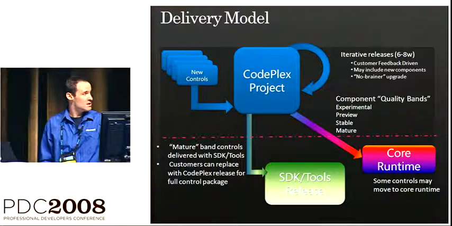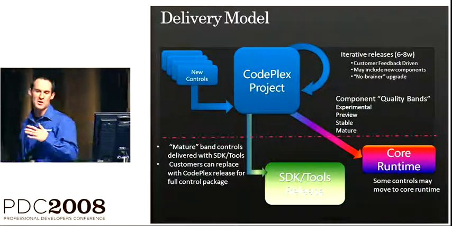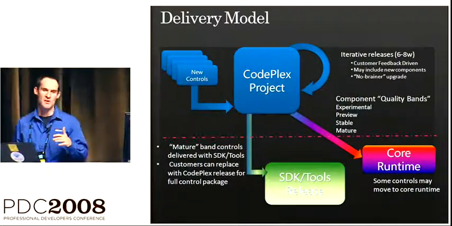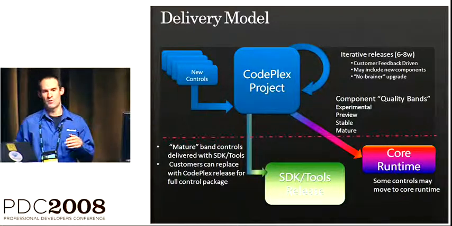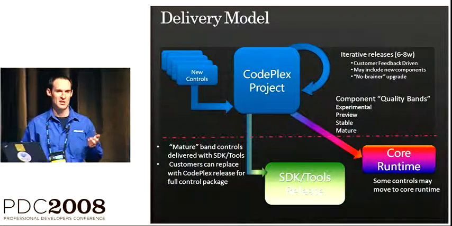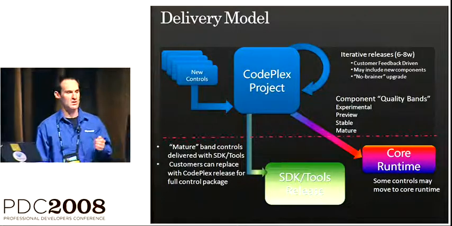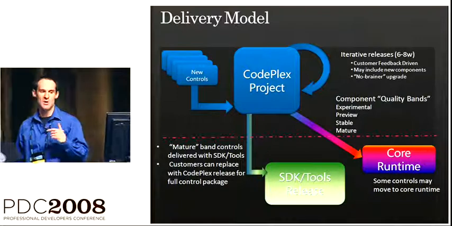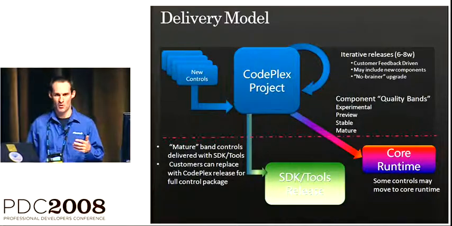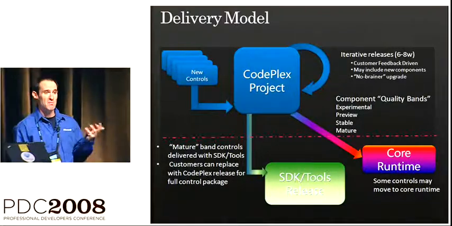So here on the right, you see the four quality bands. Experimental. These are things that we might put in there just to see what people's feedback is, if it's a good idea, if it's going to work. But we may not go forward with it if we realize it's a scenario that we can't make work, or something else is wrong with it. When components move into the preview quality band, that means we're committed to that component. We're going to be moving it forward. And a preview component should meet basic scenarios.